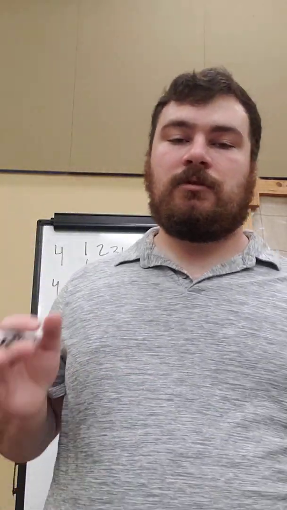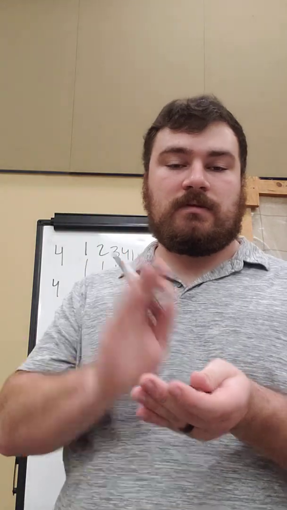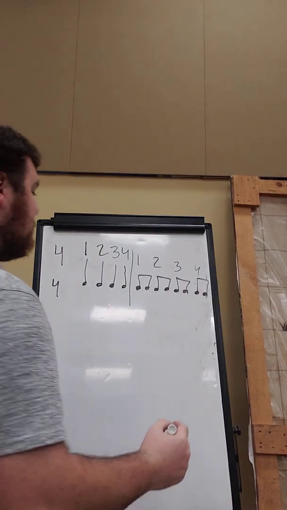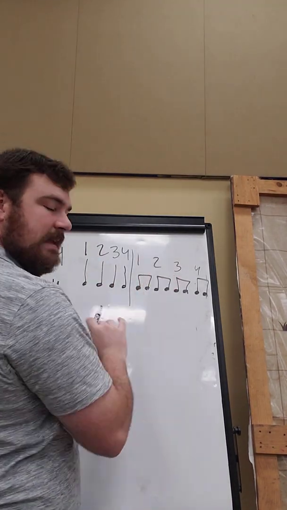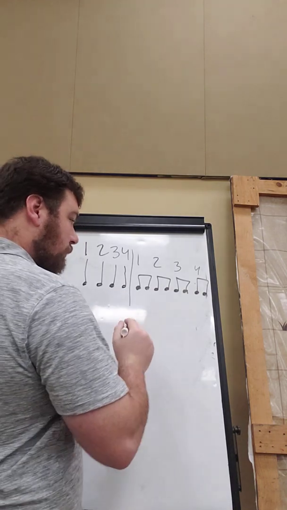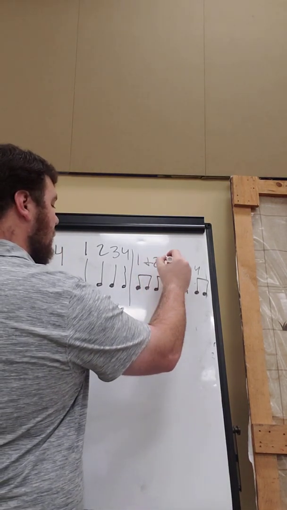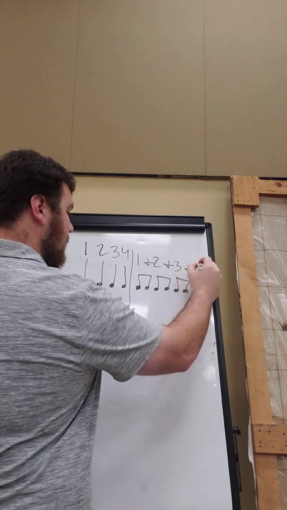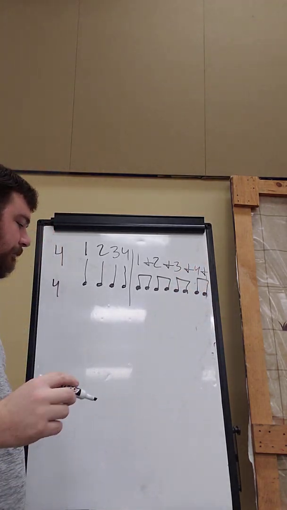Now, since the first eighth note in each group gets the number, that means the second eighth note in each group gets the and count, because when we count eighth notes, we go 1 and 2 and 3 and 4 and. So we have to give the second eighth note in a group the and count. So we go 1 and 2 and 3 and 4 and.